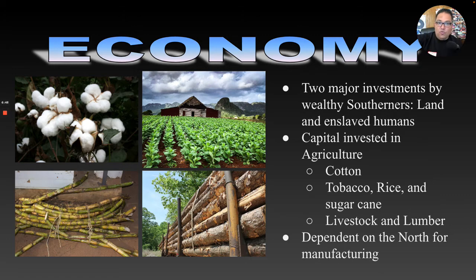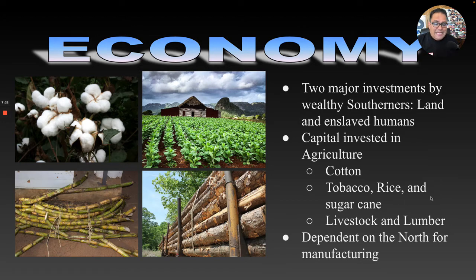They kept reinvesting their money. Let's buy more land. Let's buy more humans, more enslaved humans, right? So when I say their capital, we talked about capitalism. They kept reinvesting their capital into agriculture, into either people, enslaved humans to work that land, or more land itself. What did they produce? They produced cotton, tobacco, rice, sugarcane, livestock, which just means they raise animals, right? And lumber. Lumber, that's wood for building homes and other things.